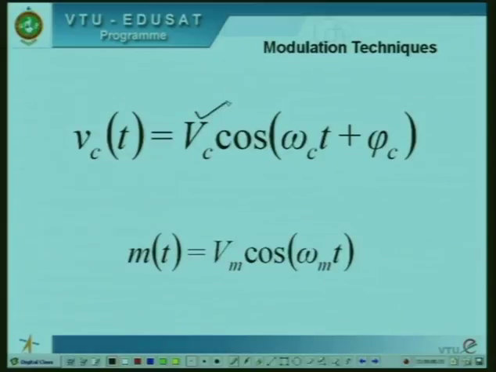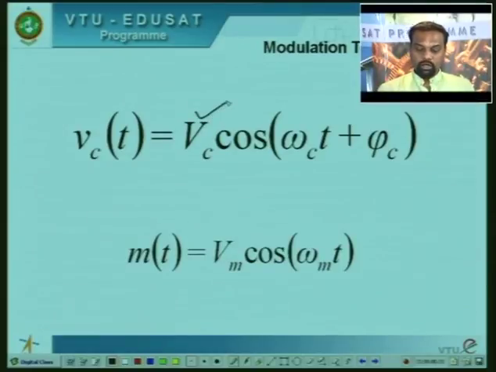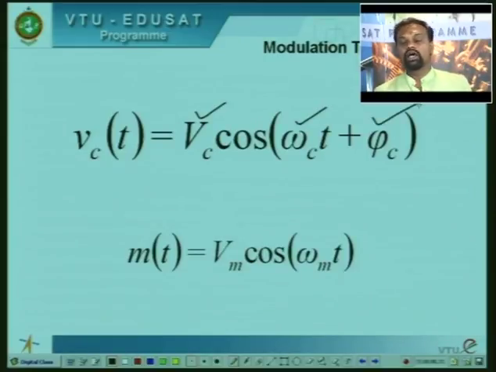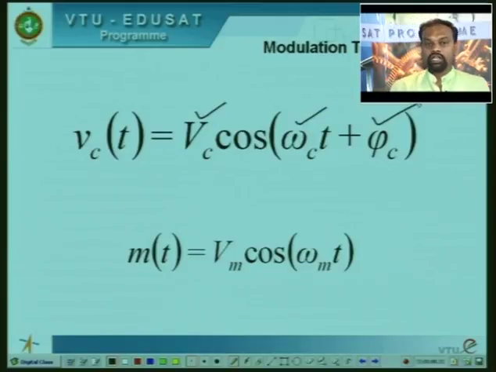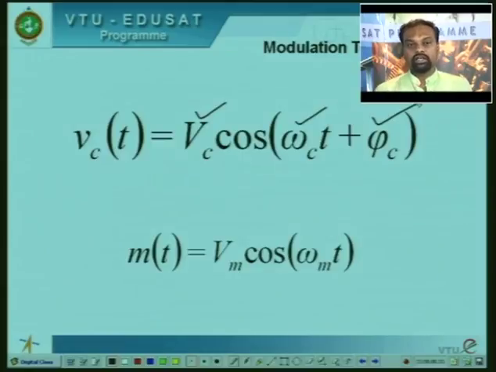Vc is the amplitude of the carrier signal, omega c is the carrier frequency, which is given by 2 pi fc, and phi c is the phase information available in the carrier. So there are three important parameters that define a carrier signal. What are the three important parameters? One is the amplitude of the carrier denoted by Vc, second is omega c, the frequency, and the third is phi c, which is the phase information.